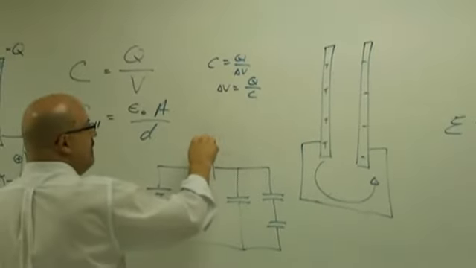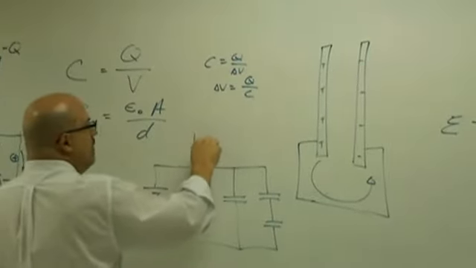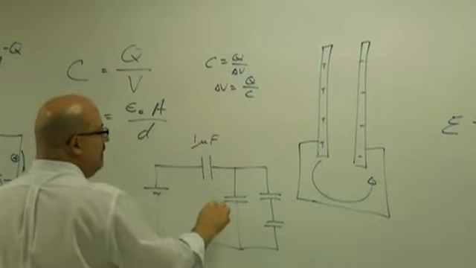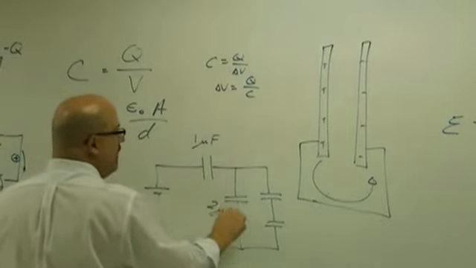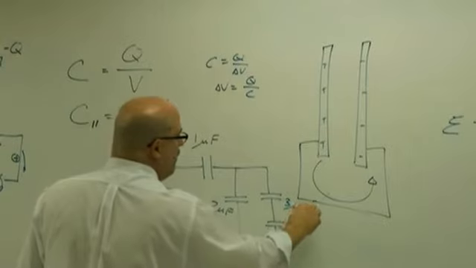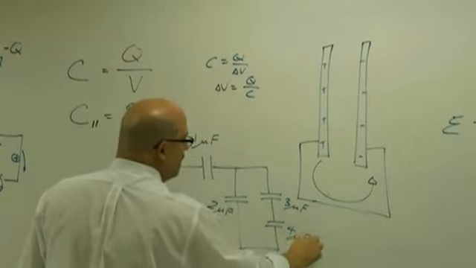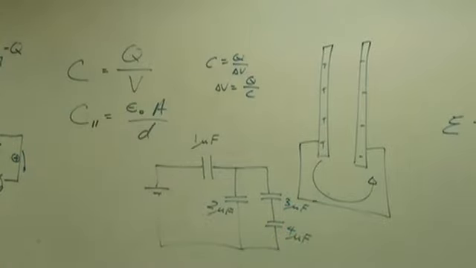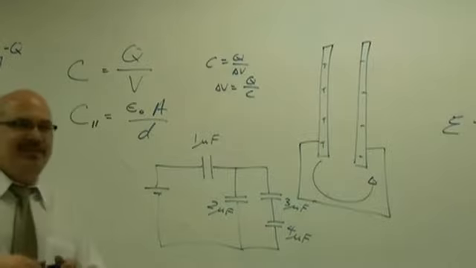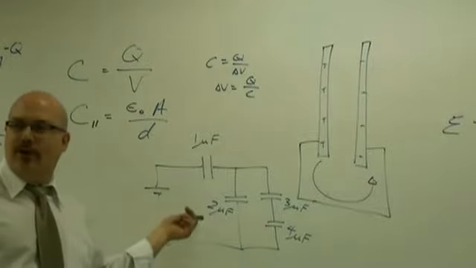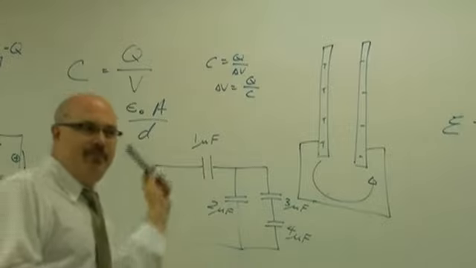Okay, let's say that this is 1 microfarad, this is 2 microfarads, this is 3 microfarads, and this is 4 microfarads. Okay, what's the total, not farads, what is the total capacitance of this setup?